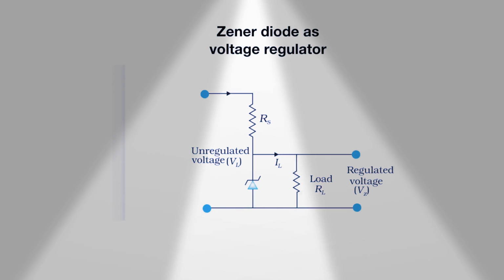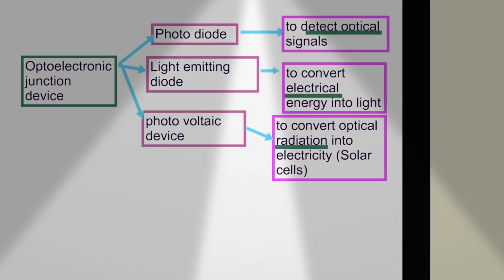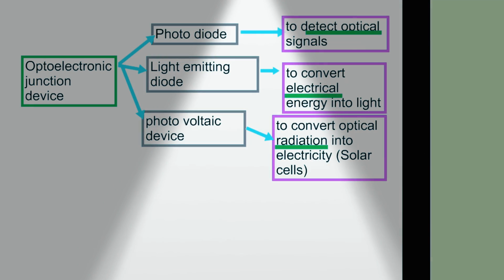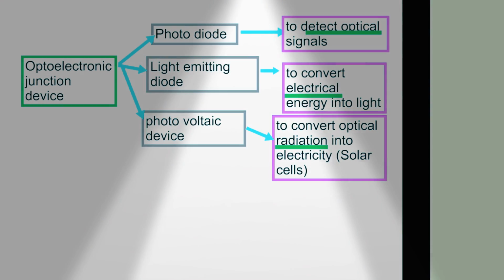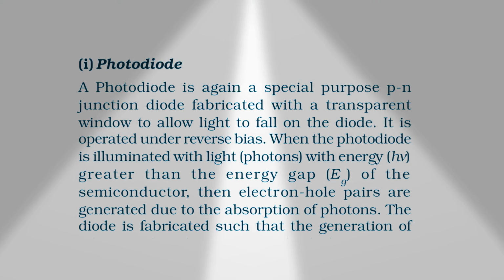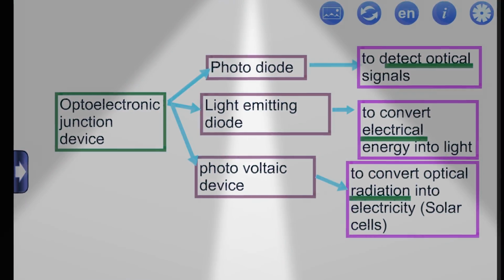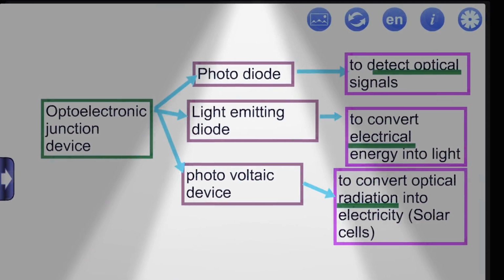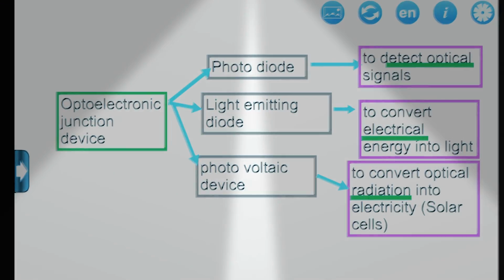So now moving towards optoelectronic devices. We are going to study three types of devices: photodiode, LED and photovoltaic device. Photodiode is used to detect optical signals and LED is used to convert electrical energy into light. Photovoltaic device, which is a solar cell, is used to convert optical radiation into electricity.